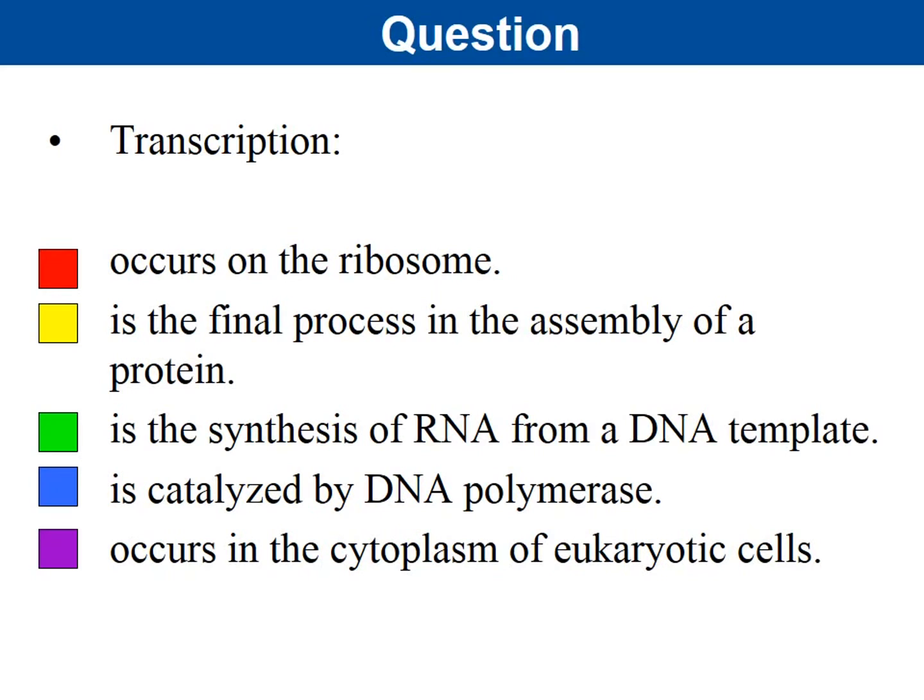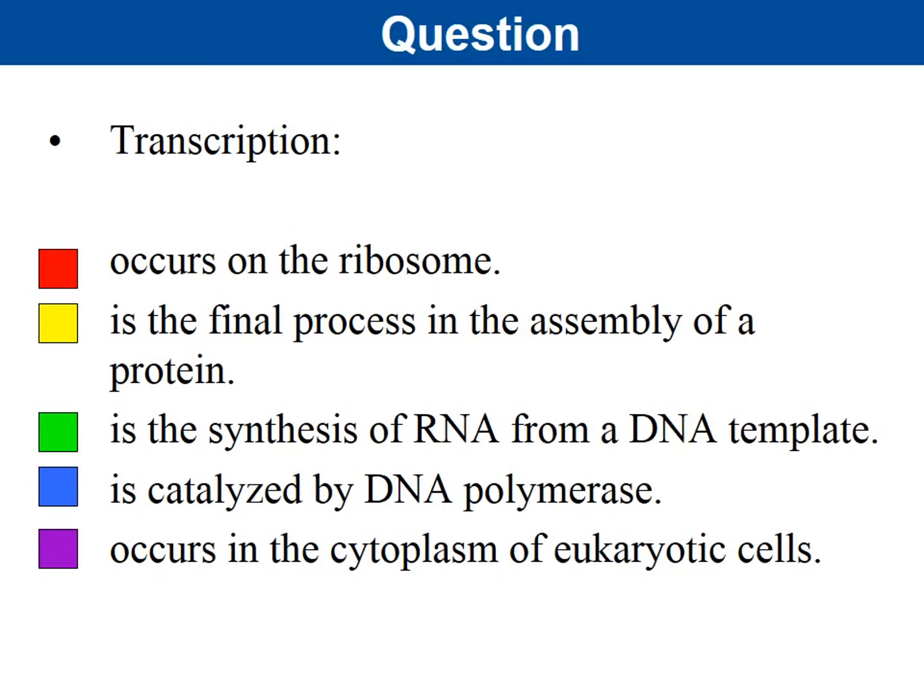Transcription occurs on the ribosome. That's not true because translation is going to occur at the ribosome. If you're talking about a eukaryotic cell, transcription takes place in the nucleus, whereas in bacteria, transcription takes place in the cytoplasm, but it doesn't occur on the ribosome. It's not yellow, is the final process in the assembly of a protein, because this happens before the protein is even being produced. It's not blue, it's catalyzed by DNA polymerase, because DNA polymerase makes DNA.